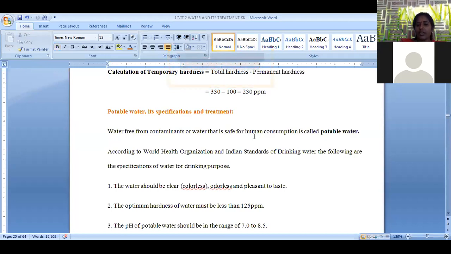That's the reason why it is very important to know the important characteristics required and the treatment methods involved in potable water. According to the World Health Organization and the Bureau of Indian Standards, drinking water should contain the following characteristics. These are called specifications of potable water. In examination, there is a possibility that questions are given exclusively on specifications of potable water. That's why we have to be conscious that these specifications are important.